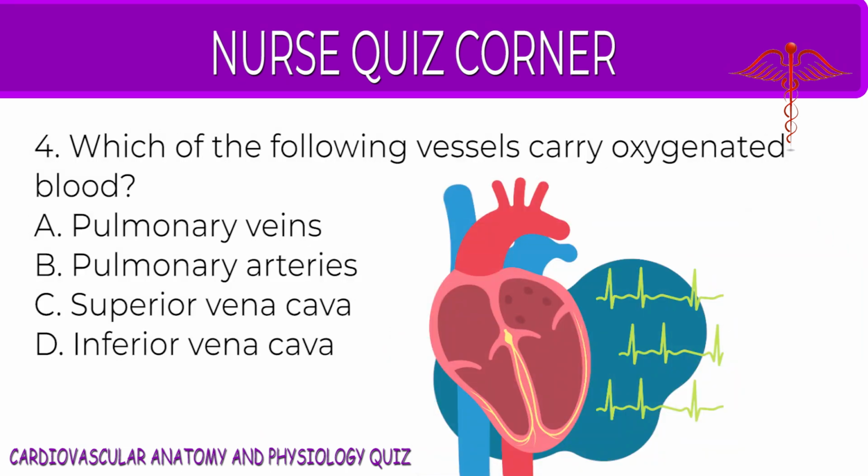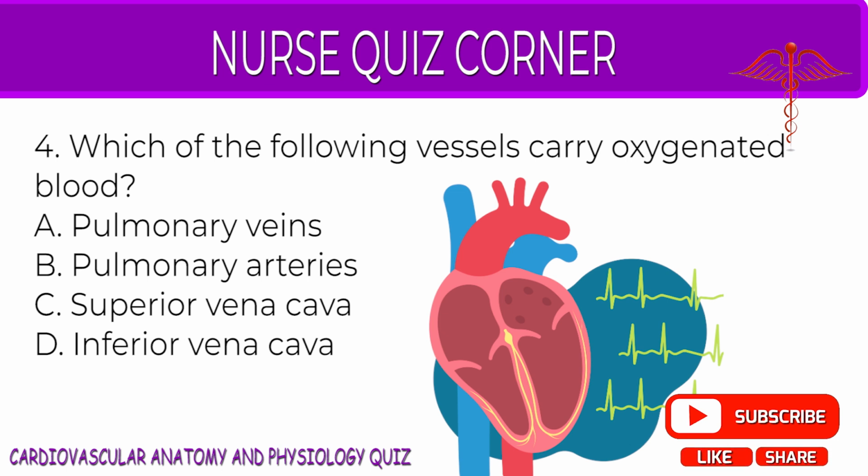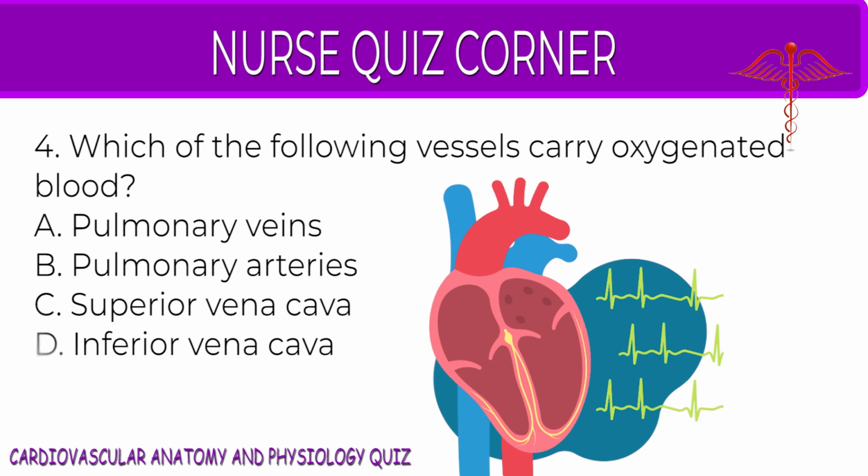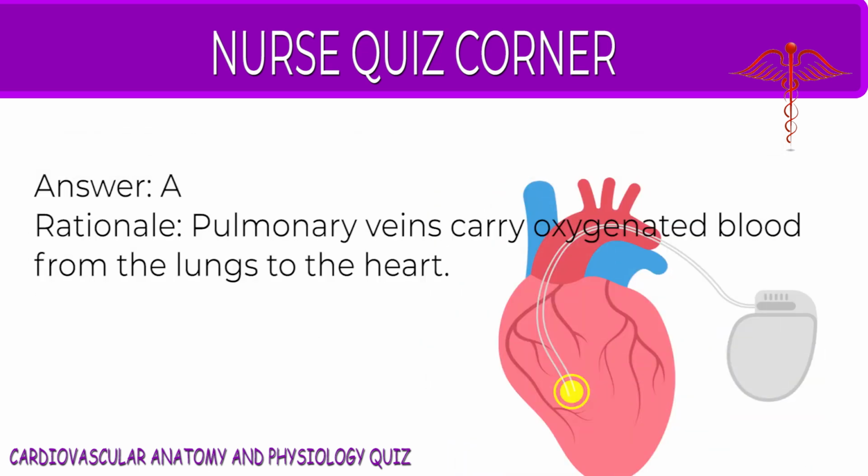4. Which of the following vessels carry oxygenated blood? A. Pulmonary veins. B. Pulmonary arteries. C. Superior vena cava. D. Inferior vena cava. Answer A. Rationale. Pulmonary veins carry oxygenated blood from the lungs to the heart.